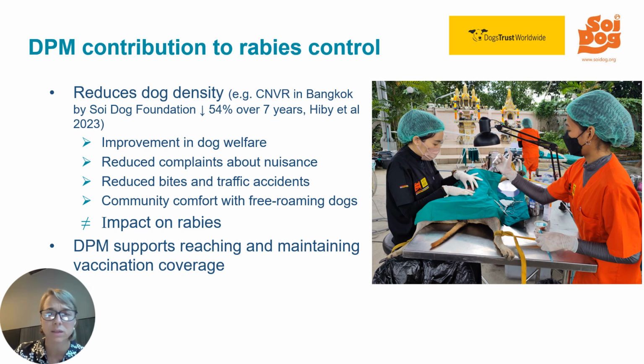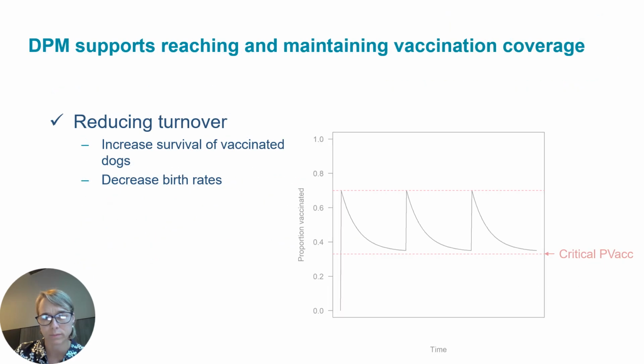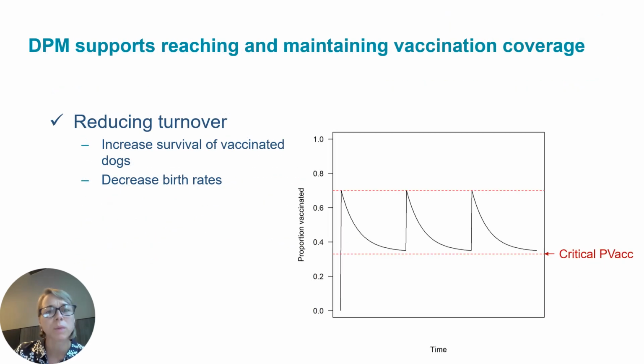With an associated improvement in dog welfare and, via a recent KAP survey, Bangkok citizens reported a reduction in nuisance behaviours and a reduction in bites. There has also been a reduction in rabies cases, but this is not due to the change in density. Instead, the contribution of DPM to rabies control is through supporting the intervention of dog vaccination. The principal mechanism by which it does this is by reducing turnover.